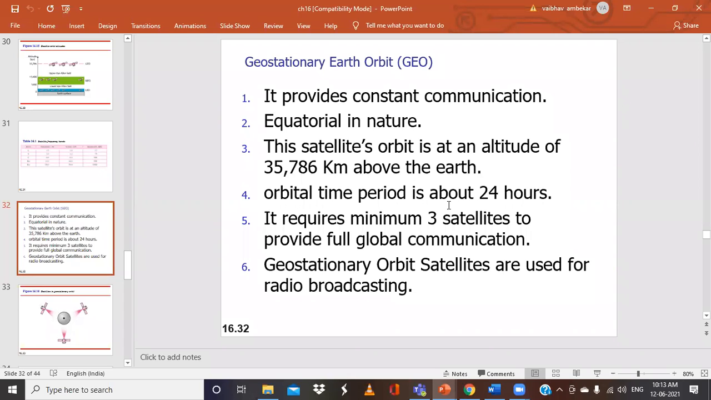And also we need to remember the main important thing that you need to highlight is why we require 3 satellites. Because of the curvature of the earth, the planets, elements or stations cannot get all the signals in a proper way. So to have that, it requires minimum 3 satellites. So this is what you need to write about the geostationary earth orbit.